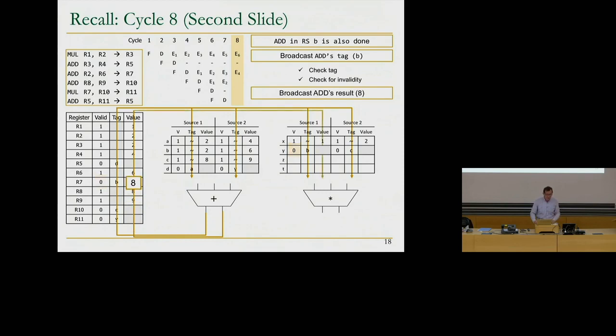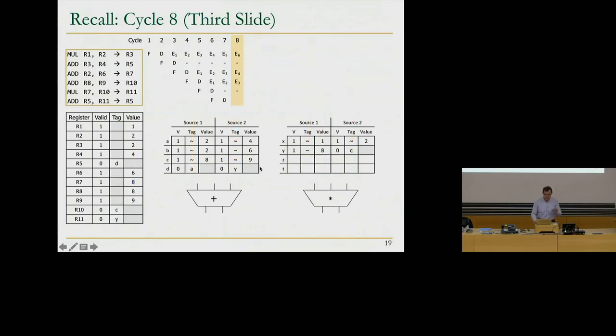Okay, you also broadcast the result, so that the ones that are waiting for the result, which were waiting for tag B, capture the value. And now some of them can start executing. Well, this one still cannot start executing because it's also waiting for C to be broadcast, as you can see, right? Okay, so this is the third thing that happens in cycle 8. Basically, these other instructions keep waiting because their sources are not available.